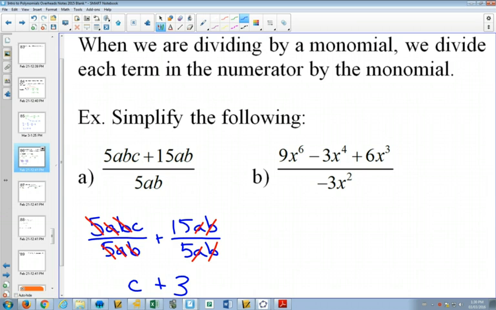So if we do each term divided by the negative 3x squared. Now here with the minus sign, we can just make that a subtract.